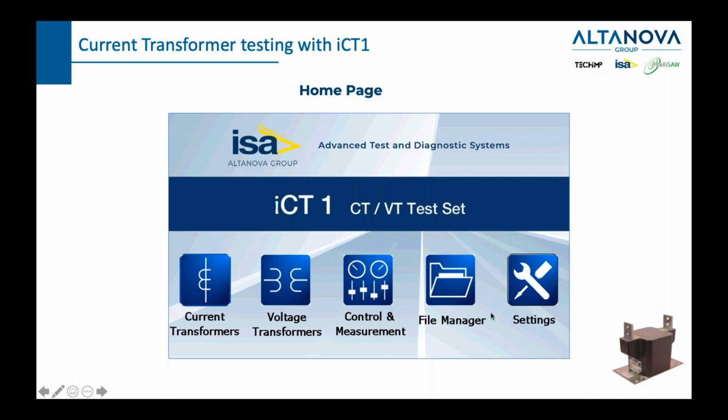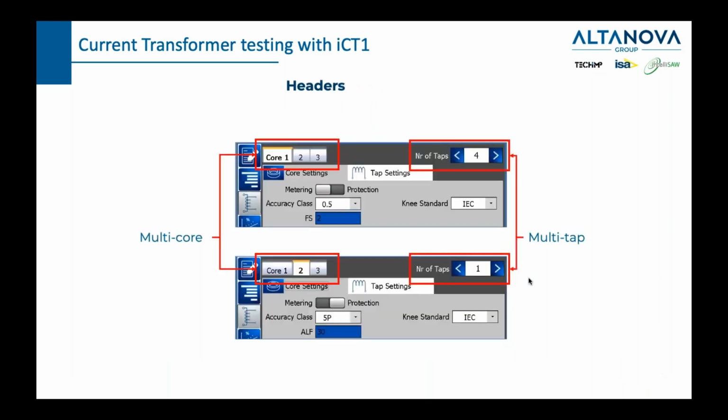We can then use the file manager to save files or to open old files and to check some settings. Here we can see what it looks like when we are setting up the different number of taps or the different number of cores. Usually a CT has multiple taps. Sometimes they also have different cores. We can have a protection core and a metering core.